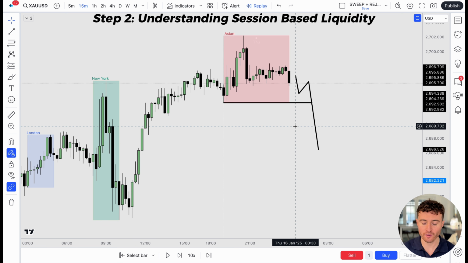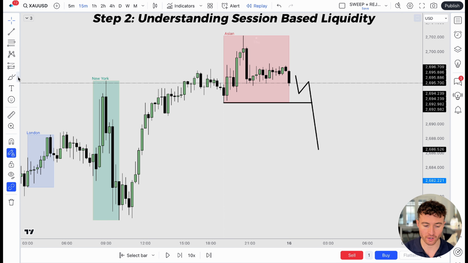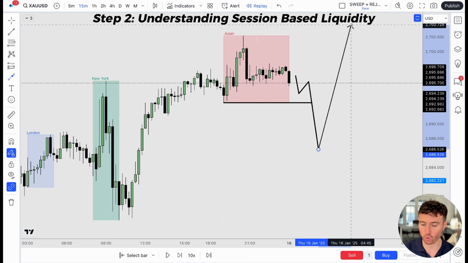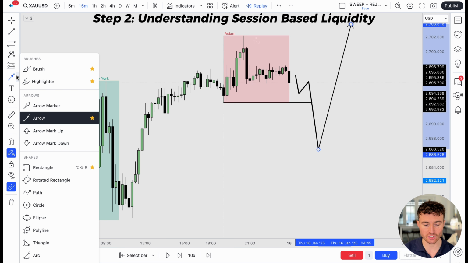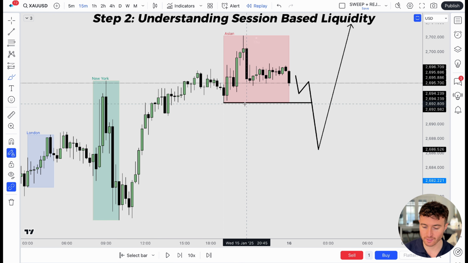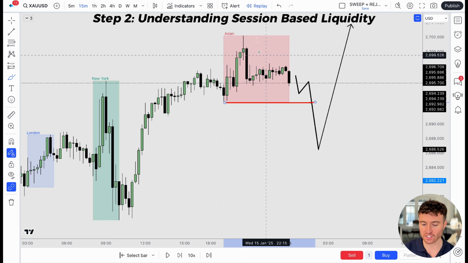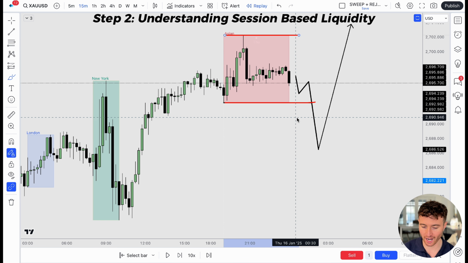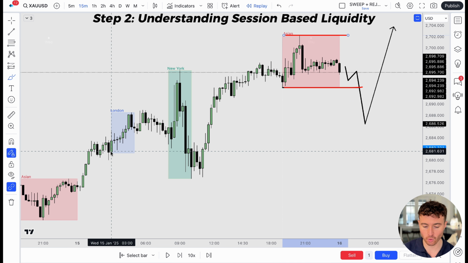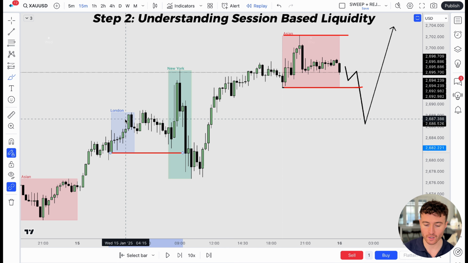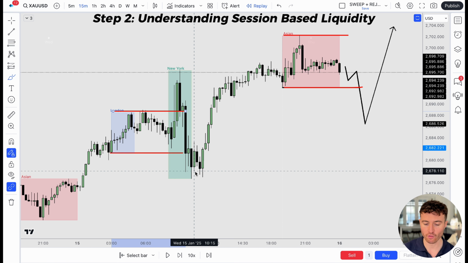So whenever we're looking for a potential entry within the market, we need to understand where the areas of liquidity are. And we understand that there's liquidity below the Asia low, there's liquidity above the Asia high, and there's also liquidity below the London low and liquidity above the London high.